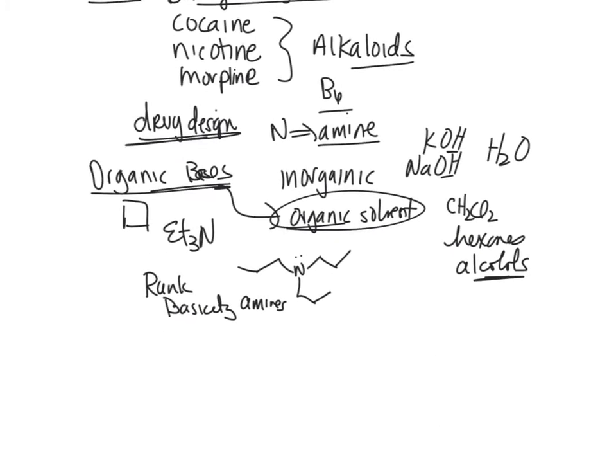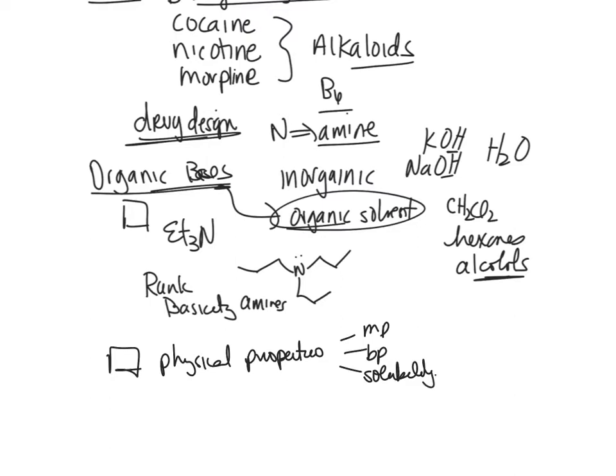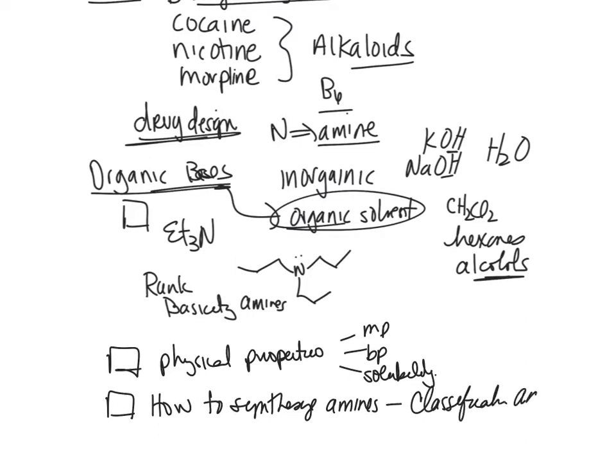Other things we'll talk about in this chapter include the physical properties. When we think about physical properties, you should think melting points, boiling points, and solubility. And then we're going to talk about how to synthesize amines, and we'll do this also through a classification of amines. We'll talk about those reactions, and then reactions where amines can be converted to other functional groups. That'll be our take-home message.